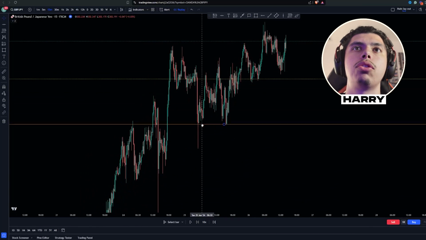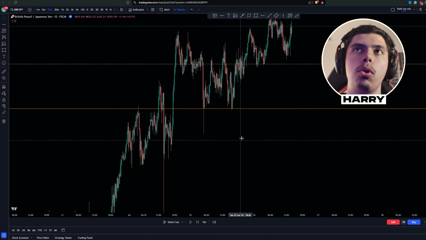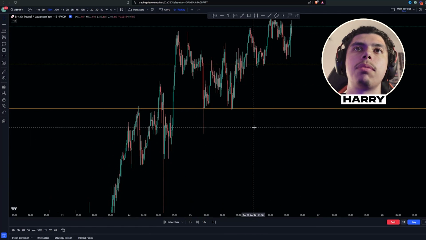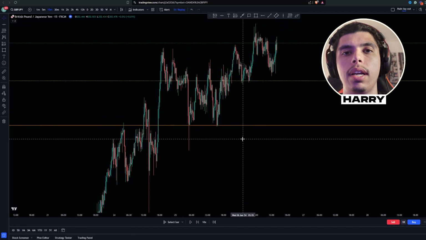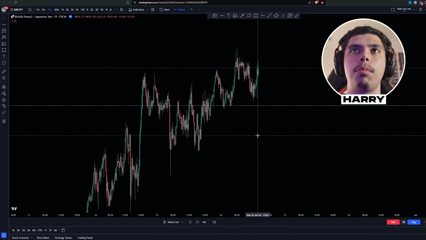Same thing here. As you can see, this support was respected. Nothing broke below. These wicks can come below. Multiple wicks can come below, until we have something closing below, that's when the support is disrespected there. So that's very important to understand. Always mark using candle bodies here.